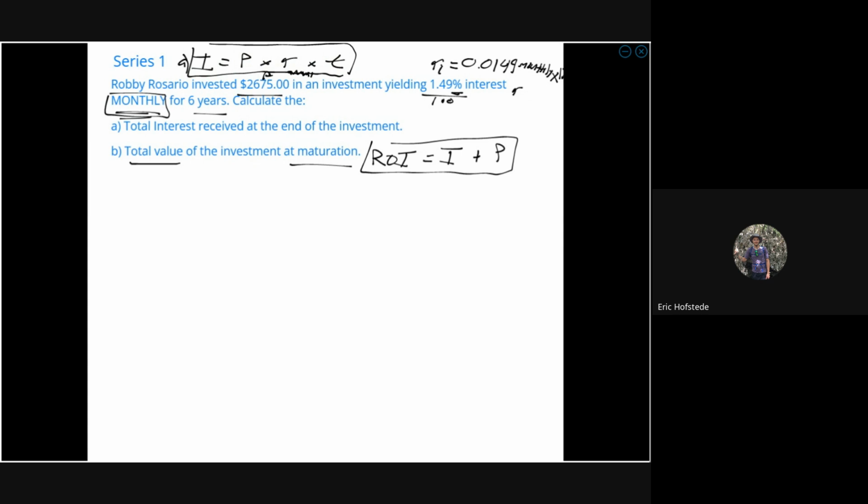That's what I'm going to use in my equation. It's going to end up being 12 times as much as my monthly interest because I'm going to earn interest on this investment 12 times in the year. So that's actually going to turn into 0.1788, or 17.88%. And then the last thing is time, which is already in years, which I'm happy with. So let's go ahead and solve A.